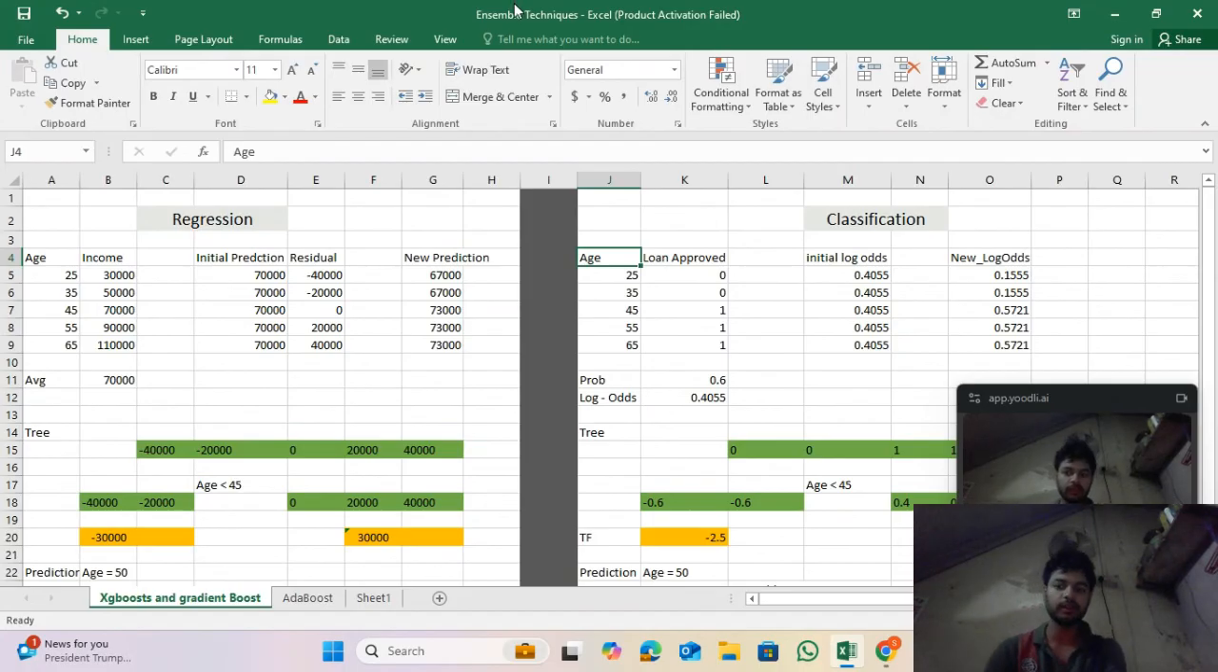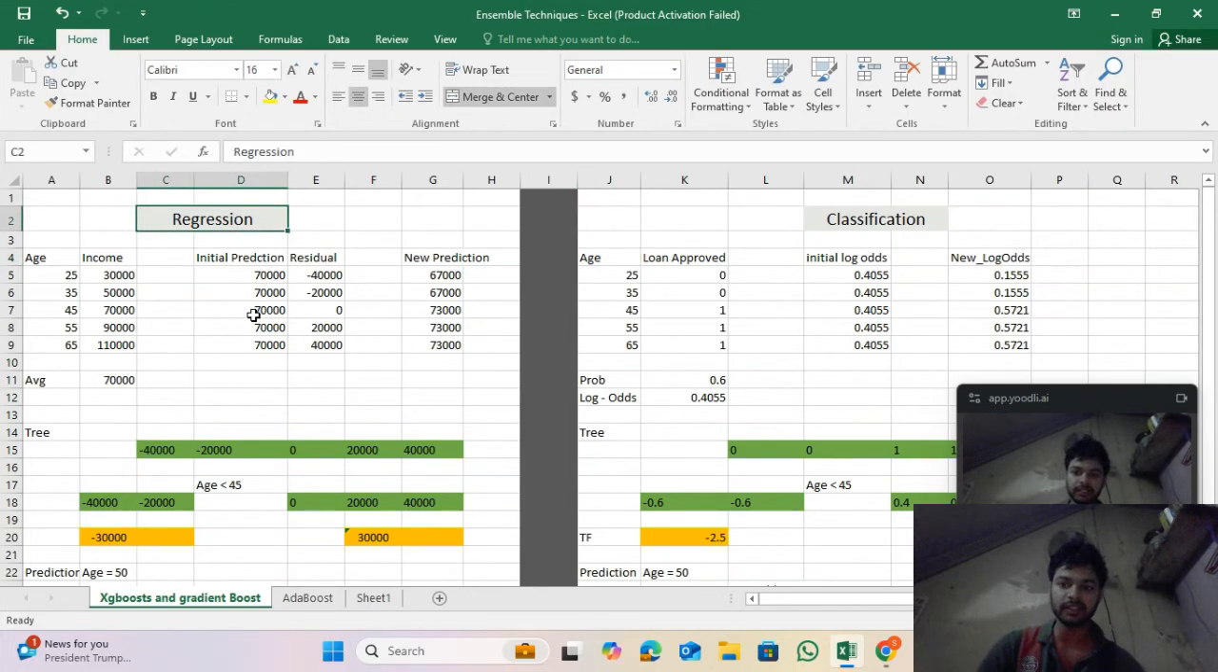Here we will see what is XGBoost and gradient boost. The things that we'll see apply for both the cases. First, we'll start with the regression case.